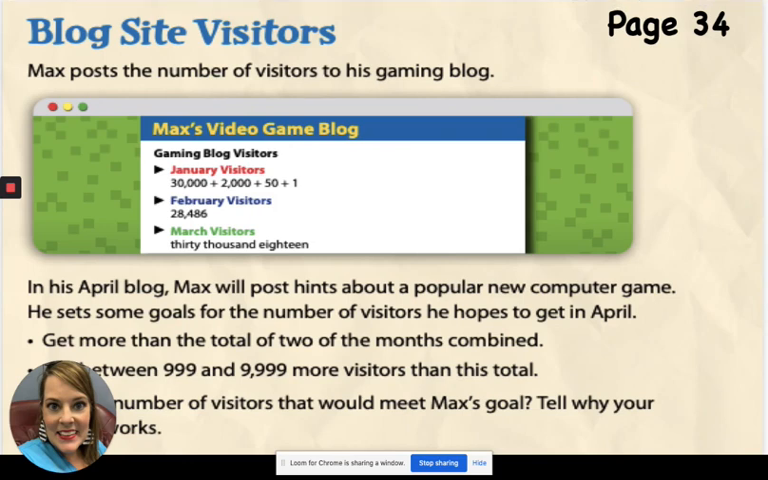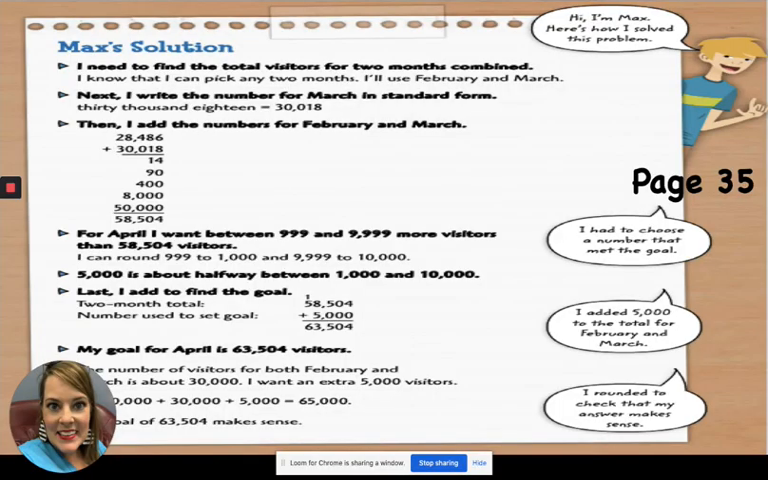So you want to think about that for a moment. I'm going to give you a moment. Okay, so you got your brains thinking. So now we're going to turn to the next page. We're not going to solve this yet because I want you to look at Max's solution on the next page. Okay, so now we have Max's solution, and we're just going to go through it step by step.